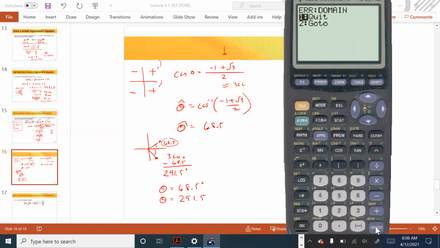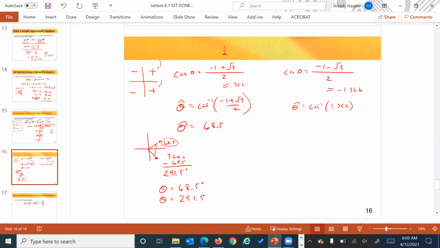Error, domain. Oh, bummer. Talk to me. Why do you think there's a domain error? Isn't it because it's bigger than 1? It is, absolutely. It's bigger than 1. Not possible. Impossible.